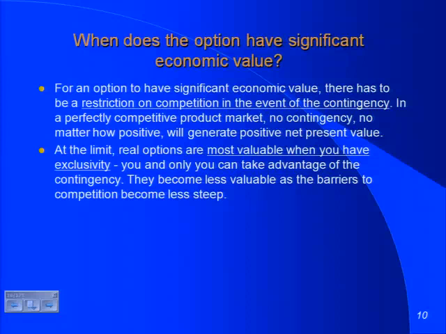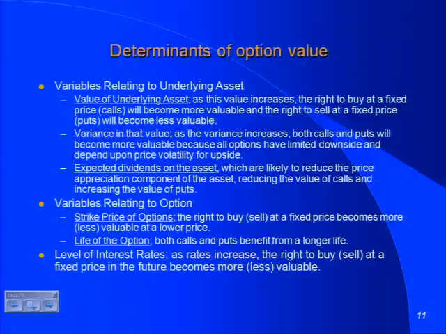So with every real option, we're going to stop and ask a question. With this real option, where's the exclusivity? Where does that exclusivity come from, and how long can it be sustained? Once you've decided that there is an option, the option has significant economic value, then we know what the variables are that drive the value of that option, right? We've known for 35 years, since Black-Scholes came out of that model. There are only 6 variables that determine the value of an option. 3 of them relate to the underlying asset.